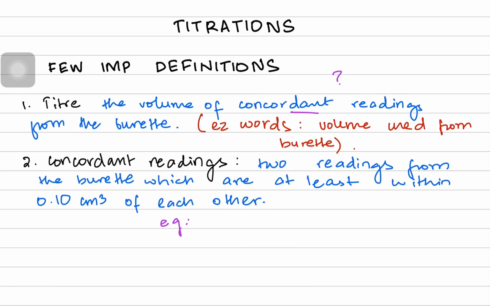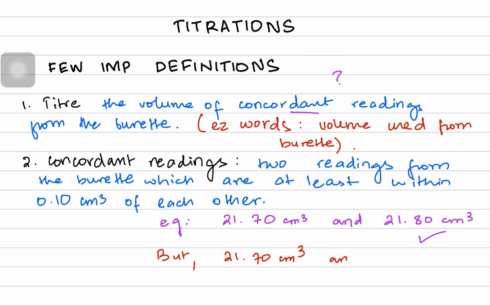For example, 21.70 centimeter cube and 21.80 centimeter cube are concordant. So you can use these two volumes for your future analysis and for your future calculations. But 21.70 centimeter cube and 21.85 centimeter cube are not concordant. You can't use these two volumes for your calculations. So you will have to perform another titration.